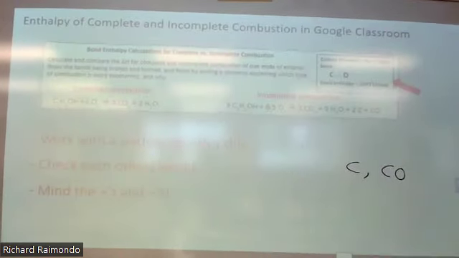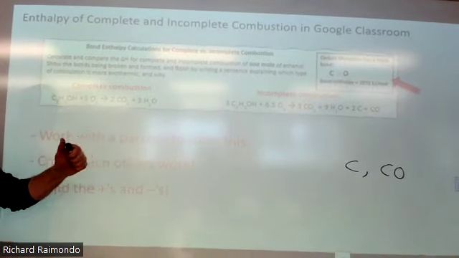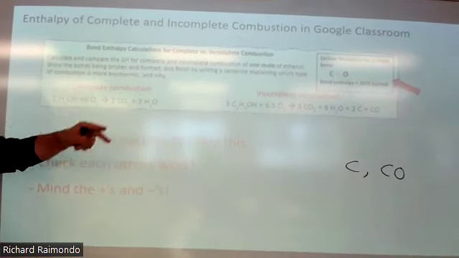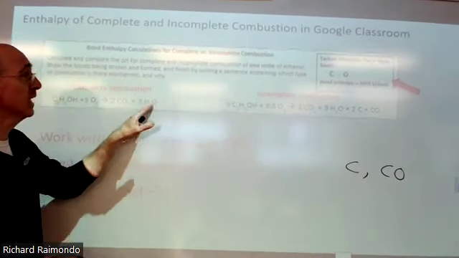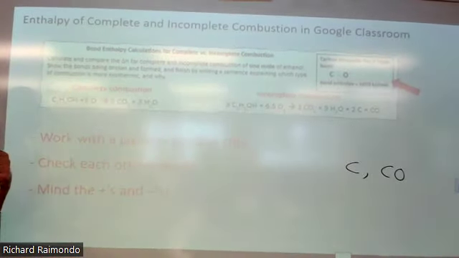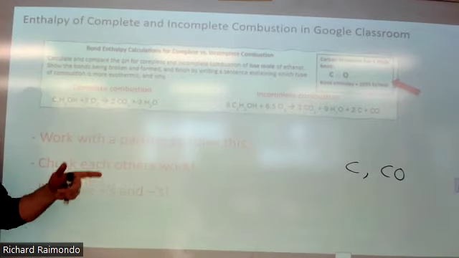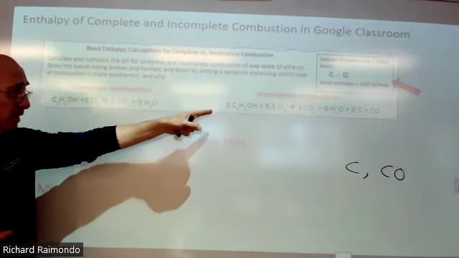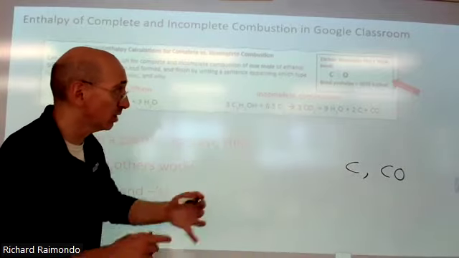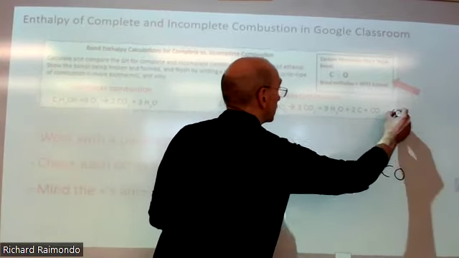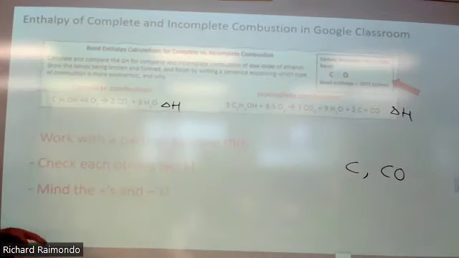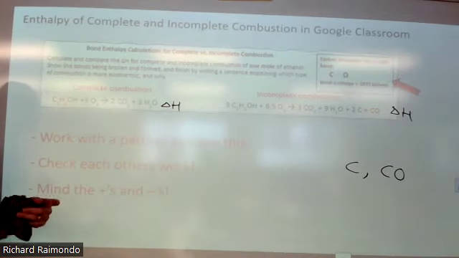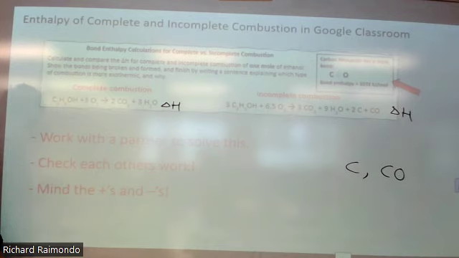All right, so here's what's going to happen. You're going to sit with your lab partner. You're going to look at a complete combustion and an incomplete combustion and try to figure out which one gives you more energy. You're going to use bond enthalpies to figure out which one releases more energy. You're going to come up with a delta H for this reaction and a delta H for this reaction. I'll give you the paper. Check each other's work, watch the positives and the negatives, and then we'll see what you do.